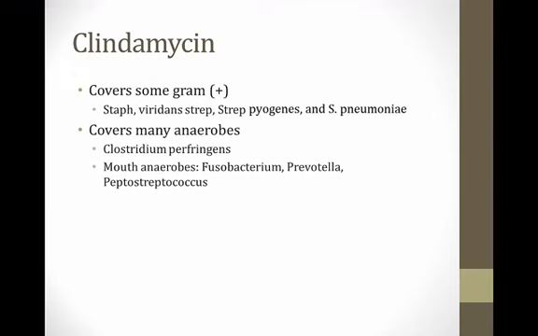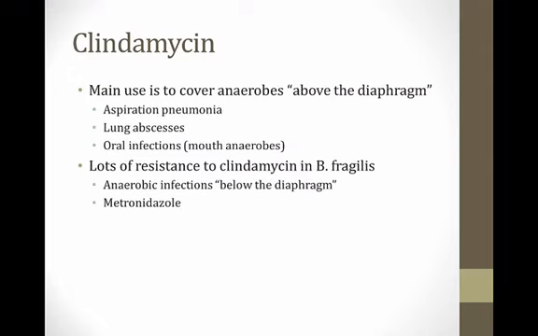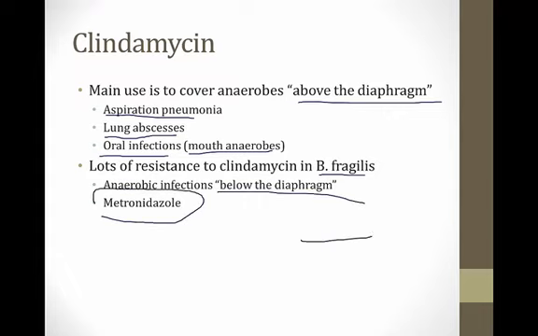Clindamycin covers some gram-positive, it covers some staph and some viridans strep, it covers strep pyogenes and some strep pneumo, but its main use is to cover anaerobes. It covers Clostridium perfringens, and importantly, it covers the mouth anaerobes like Fusobacterium and Prevotella and Peptostreptococcus. The main use of clindamycin is to cover anaerobes above the diaphragm. So these types of anaerobes are involved in aspiration pneumonia, in lung abscesses, and in oral infections that include the mouth anaerobes. Importantly, there's lots of resistance to clindamycin by the anaerobe B. fragilis, which is found in the gut. So therefore, anaerobic infections below the diaphragm are treated with metronidazole, which is very effective against B. fragilis.